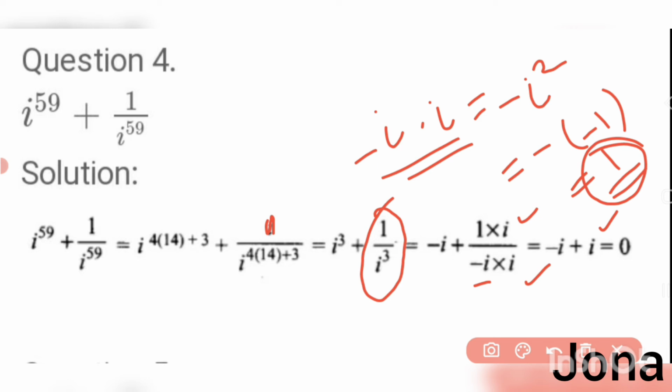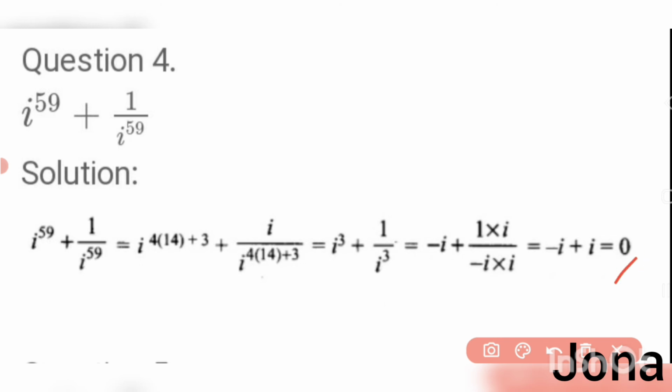So already here the numerator i is there, so the value is plus i. So minus i plus i is nothing but 0.